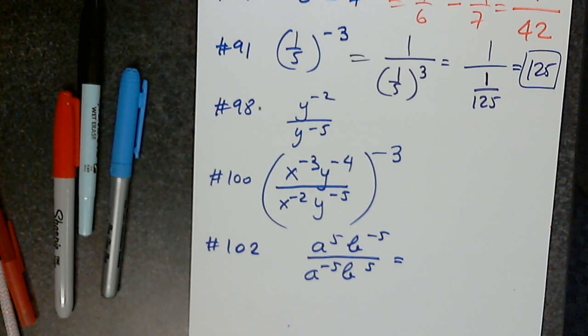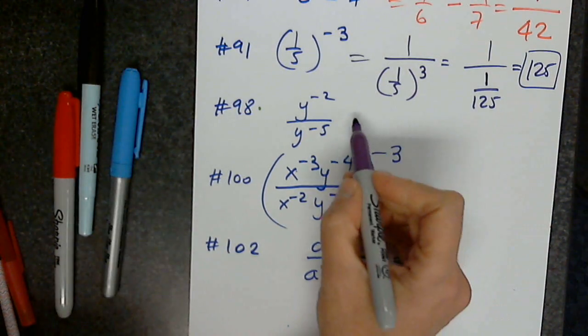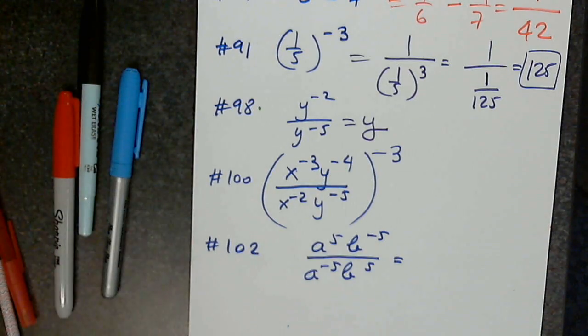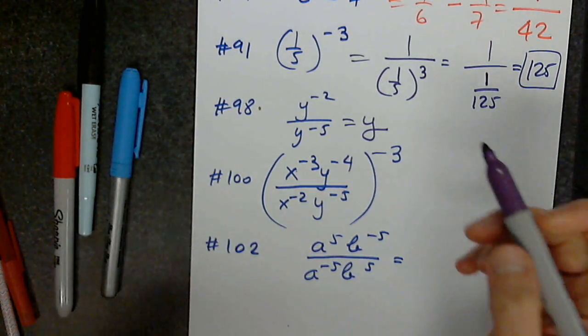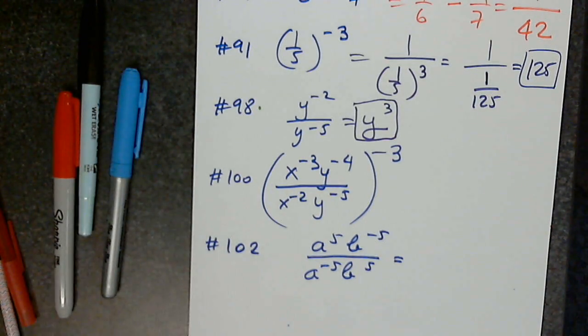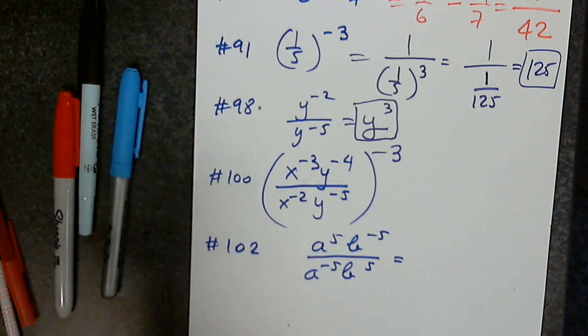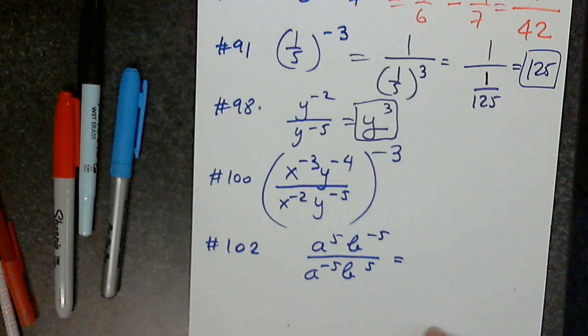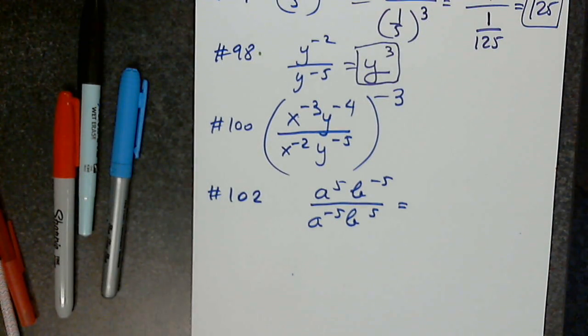Okay, number 98, please. Y to negative 2 over y to negative 5. Copy the base. What happens to the exponents? Subtract. From negative 2, I subtract negative 5. If you have the same factor, use the quotient rule, because it ended up not needing to move anything anywhere. Okay, problem 100. We're working on 100 now.